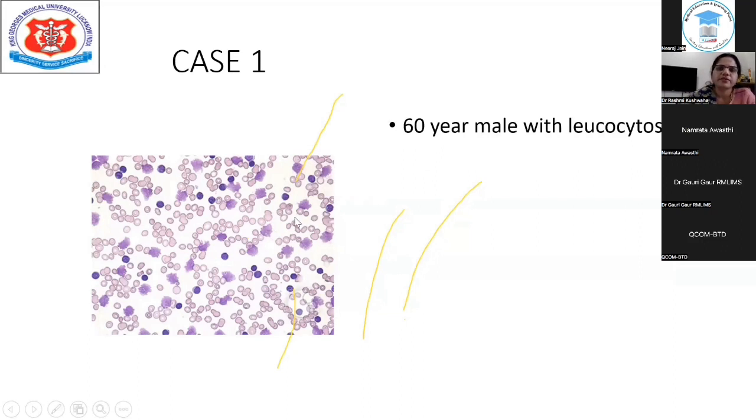So we made a peripheral smear. In the peripheral smear, you can make out the lymphocyte count is markedly increased and there is presence of plenty of smudge cells in the background. So looking at the peripheral smear itself, we can make out, okay, we are dealing with a chronic lymphocytic leukemia. So let's see what we got on the immunophenotyping.